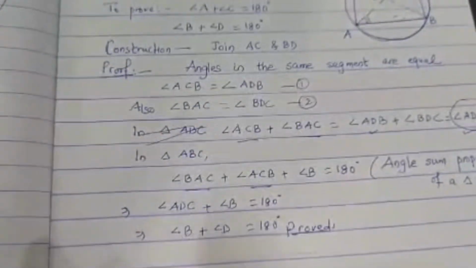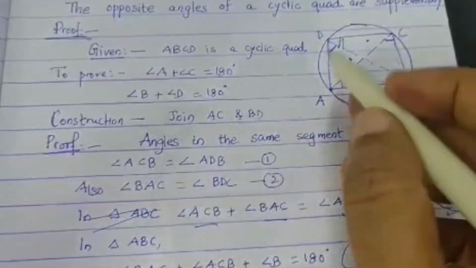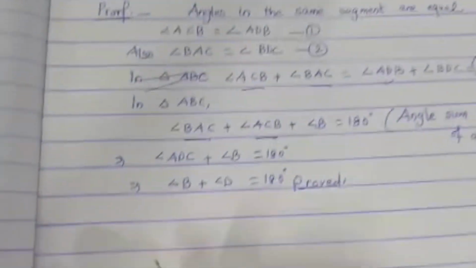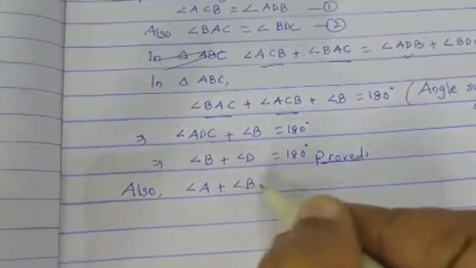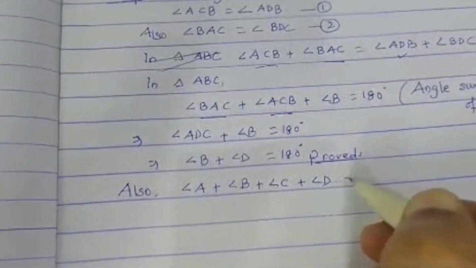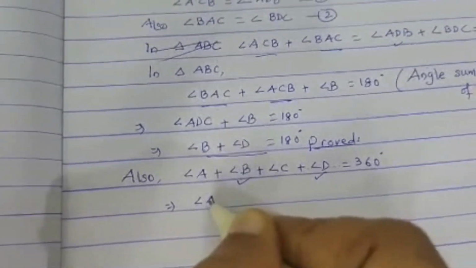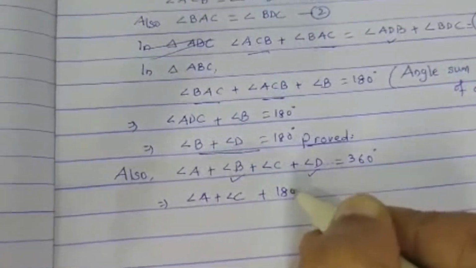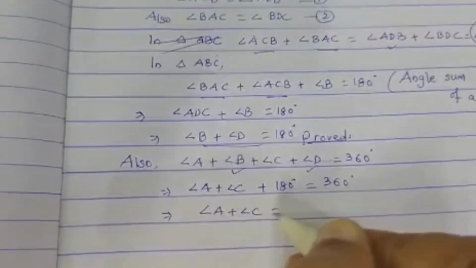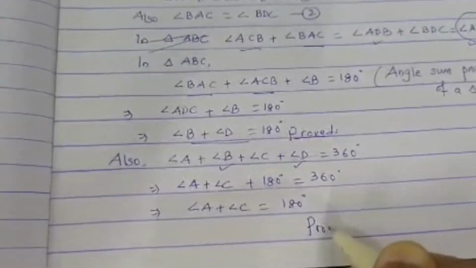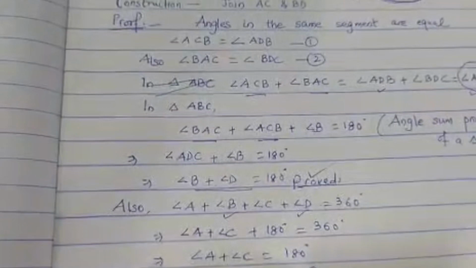Okay, so a simple proof. Now again we will use the angle sum property of a quadrilateral. Angle A plus B plus C plus D equal to 360 degrees. Now we will put angle B plus angle D equal to 180 degrees. This implies angle A plus angle C plus 180 degrees equal to 360 degrees. This implies angle A plus angle C equal to 180 degrees. So both are proved: angle A plus angle C equal to 180 degrees, angle B plus angle D equal to 180 degrees. Very simple proof.